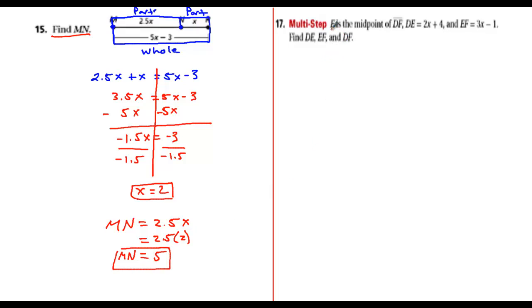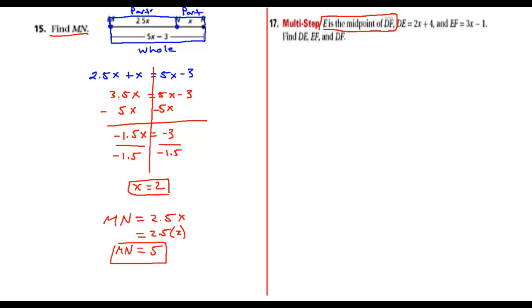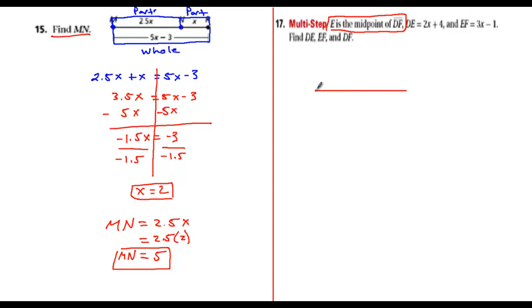On number 17, we read that E is the midpoint of segment DF, and you need to stop right there and draw a picture of that. Don't try to get cute. It'll blow up in your face as we get farther on in the class. When it tells you something like this, E is the midpoint of DF, that means you need to make a segment. You need to put a D on it, you need to put an F on it, and you need to put an E right in the middle. So there's my E. One of the other things you know, because this says midpoint, is that this piece is exactly the same length as this piece because they're split into two equal halves.